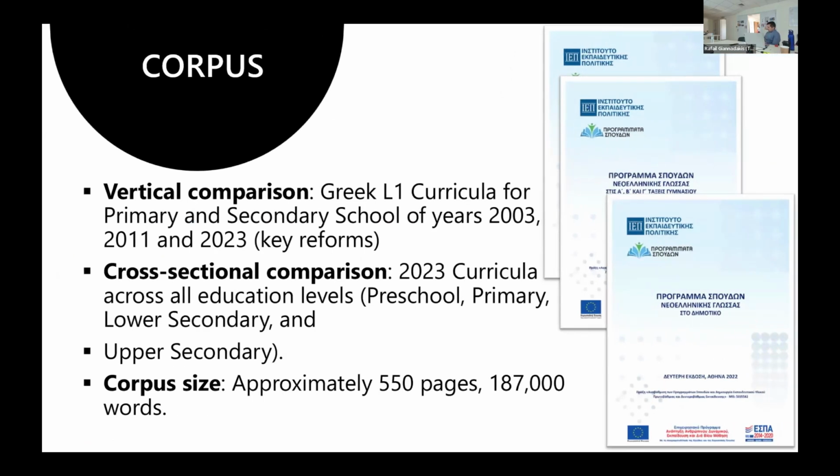Our corpus comprises the Greek language curricula for primary and secondary education across three key reform periods: 2003, 2011, and the latest 2023 revisions. We designed a vertical comparison across the three key revisions and also a cross-sectional comparison of the 2023 curricula of all educational levels. The dataset covers all levels, preschool to upper secondary, and we are talking about approximately 550 pages and 187,000 words of official educational text.